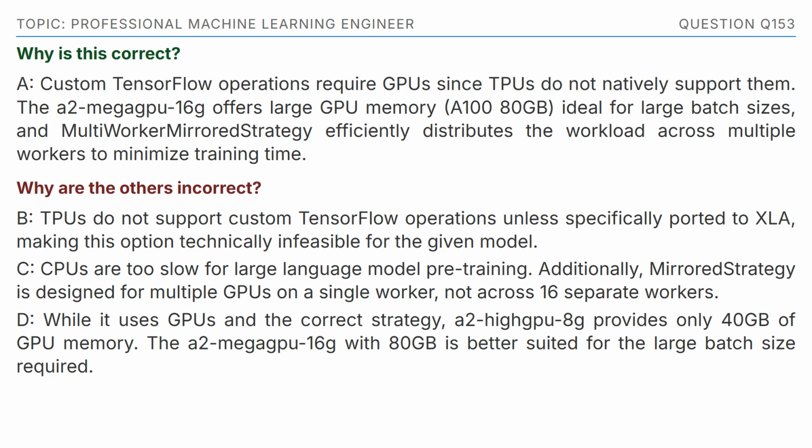D. While it uses GPUs and the correct strategy, A2 highgpu 8G provides only 40 GB of GPU memory. The A2 megagpu 16G with 80 GB is better suited for the large batch size required.